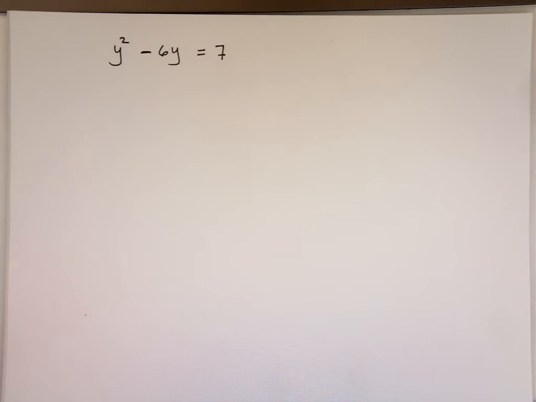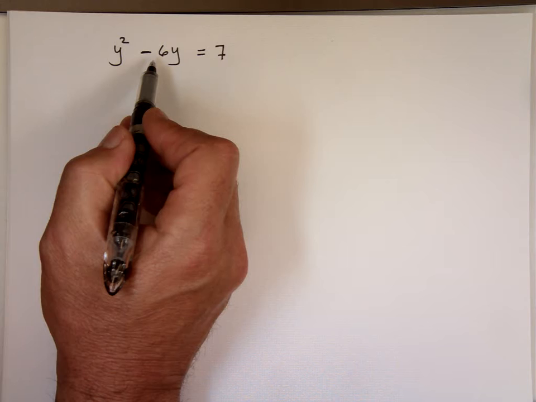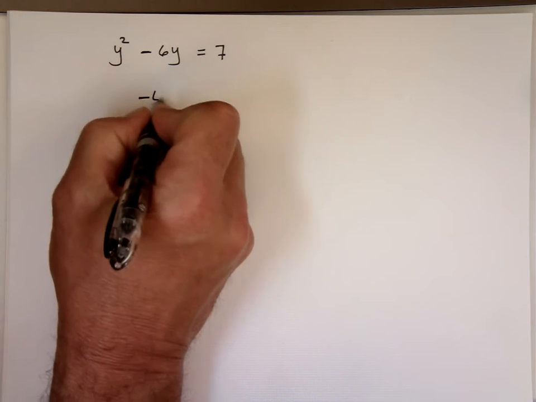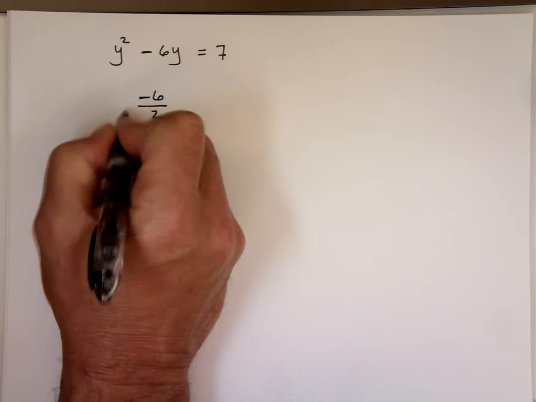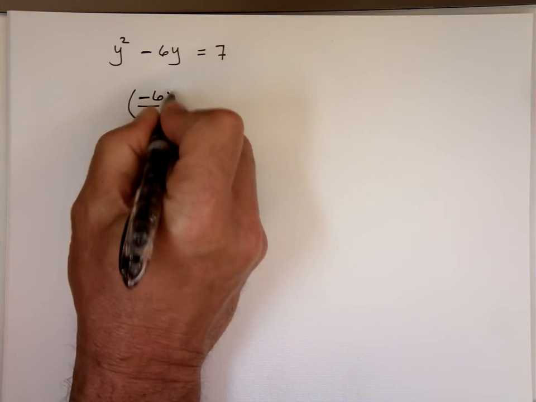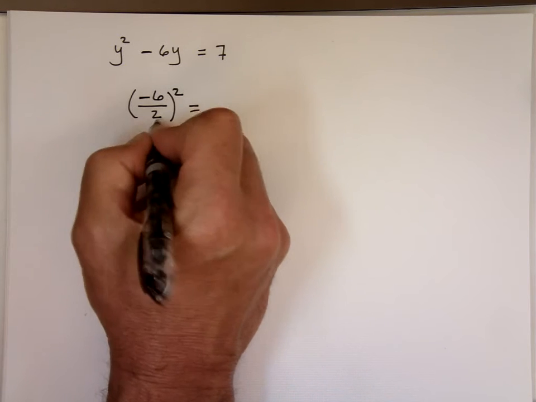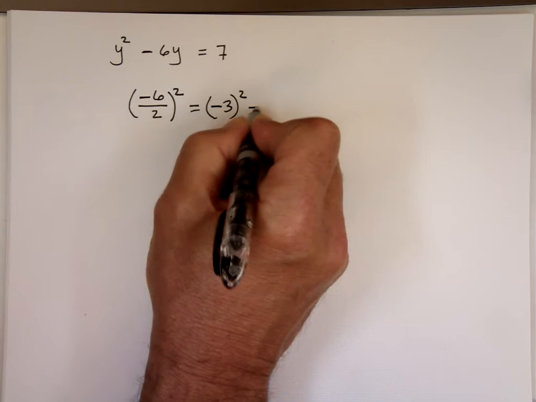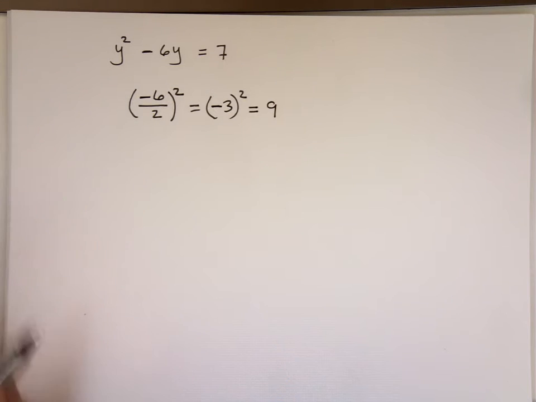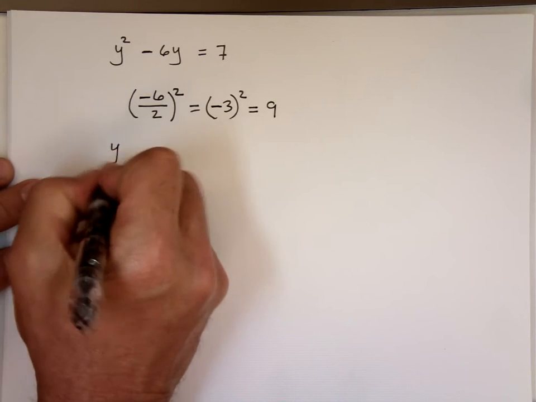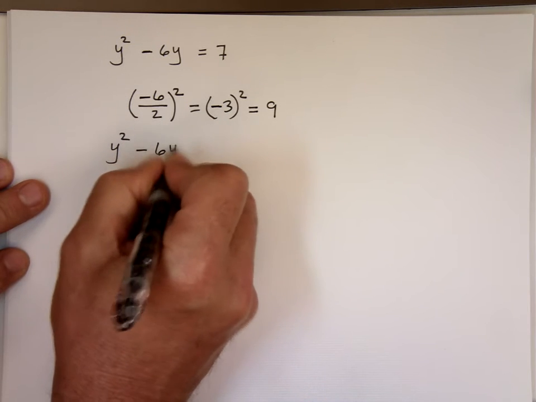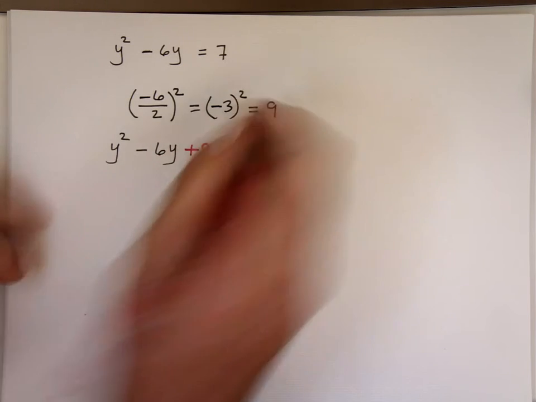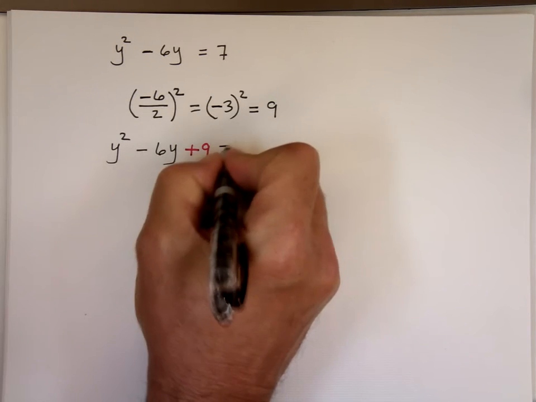Remember, to complete the square, we take the coefficient of y, this one, negative 6, divided by 2 and square it. What's negative 6 divided by 2? Negative 3. Square it, which will make it 9. So y squared minus 6y. Let me add 9 to both sides. Whatever that number is, I'm going to add it to both sides of the equation.